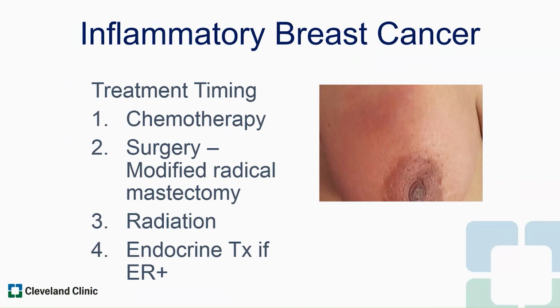Reconstruction is not recommended. Lumpectomy is not recommended. You want to get this patient cancer-free and moved on to radiation to help prevent it from recurring locally. If the patient's ER positive, you're going to definitely put them on an endocrine therapy. But again, the timing's different. So it's chemotherapy followed by modified radical mastectomy followed by radiation in these patients.